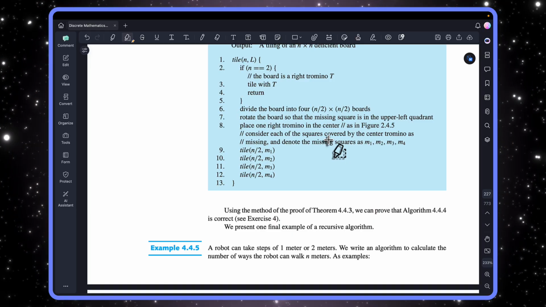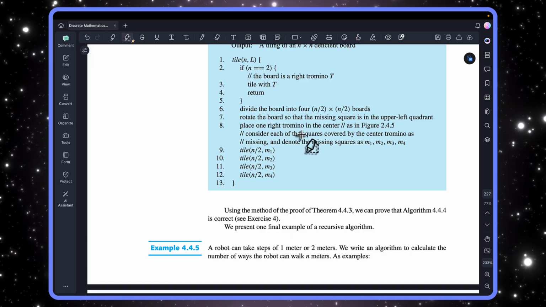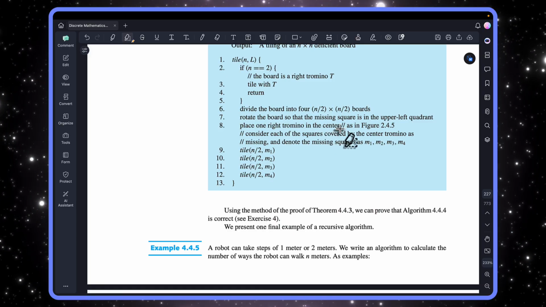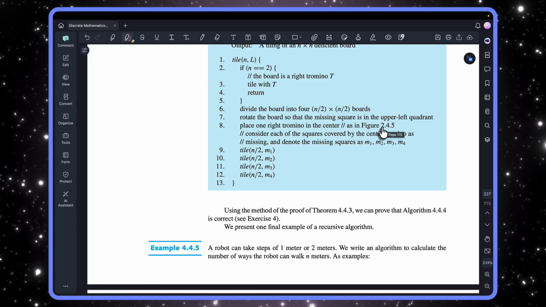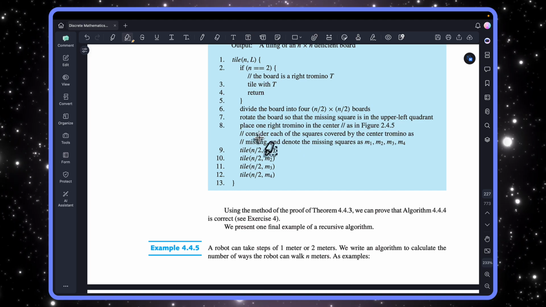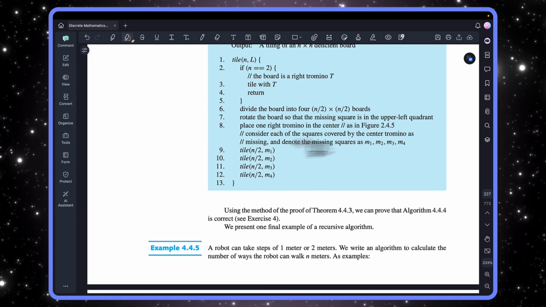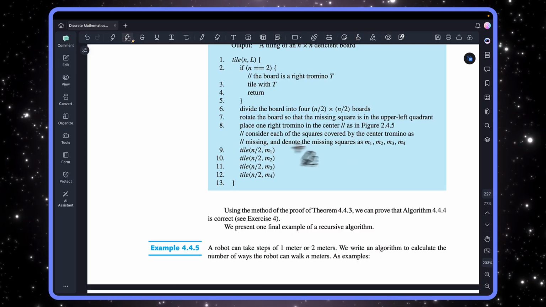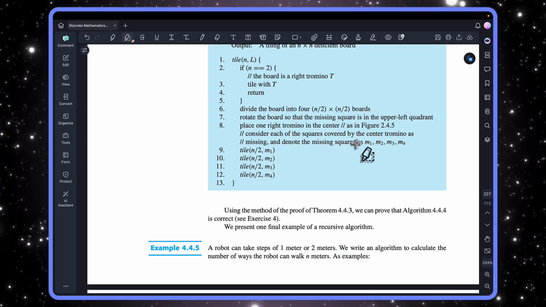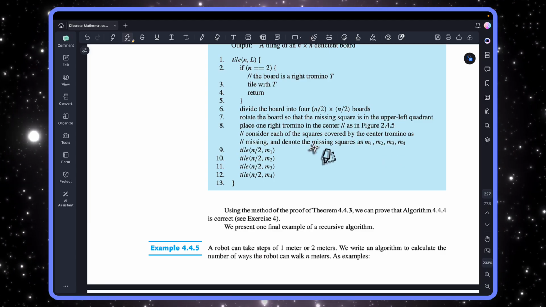Then place one right triomino in the center, just as in that proof that we just went over, as in figure 2.45. And then consider each square covered by the center triomino as missing, and denote the missing squares as M1, M2, M3, and M4. So there we have it.